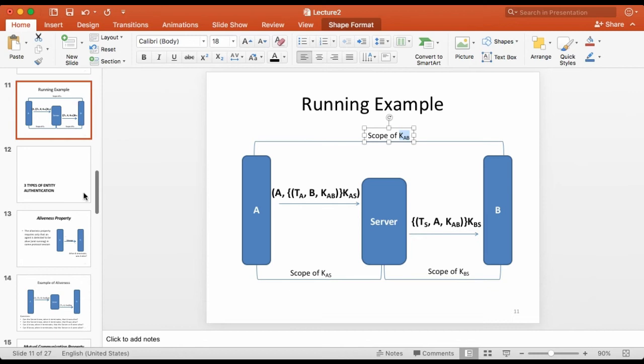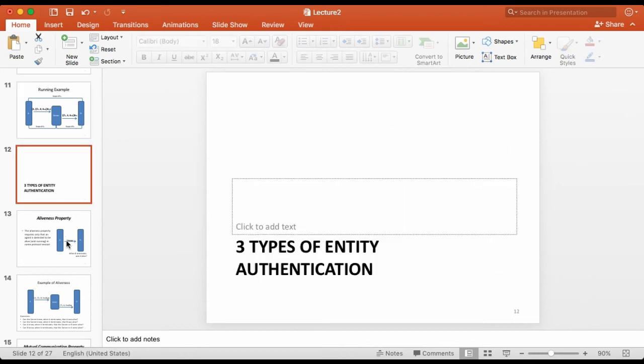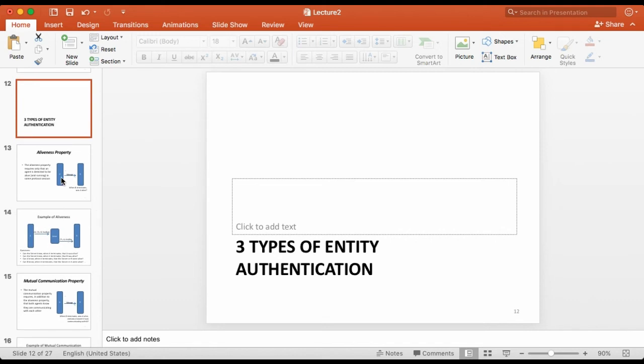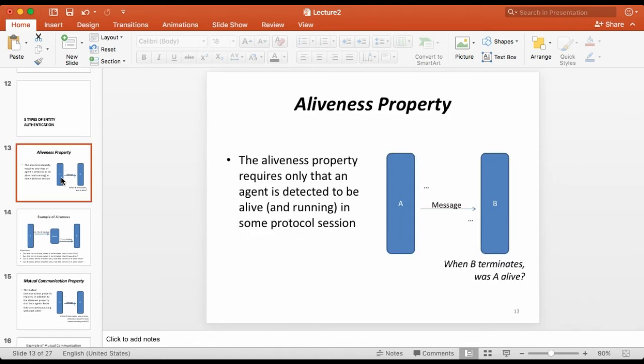So that's the running example that we will be using, and now we move on to discuss the three types of entity authentication that we referred to earlier. We start with the first type, which is known as the aliveness property. The aliveness property is essentially the simplest form of authentication that you can achieve, and it requires only that an agent is detected to be alive and running in some protocol session.